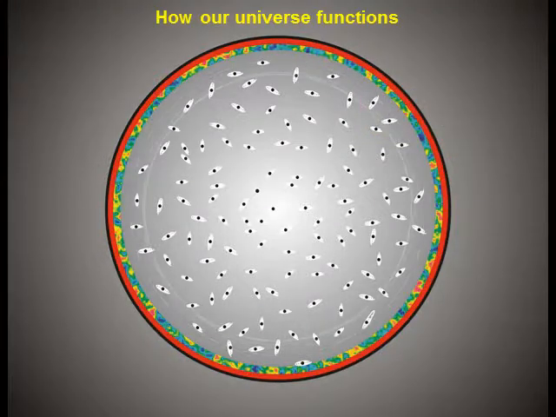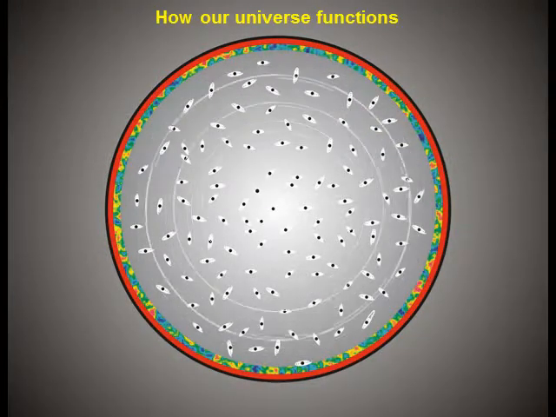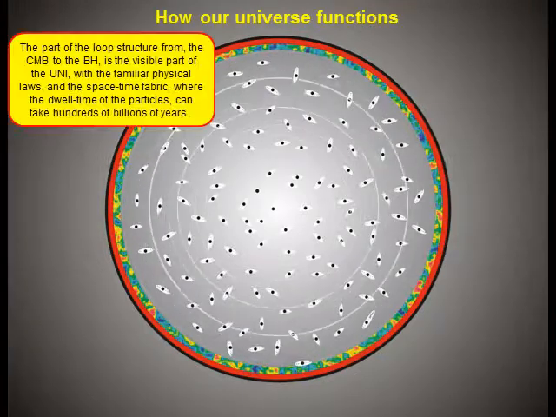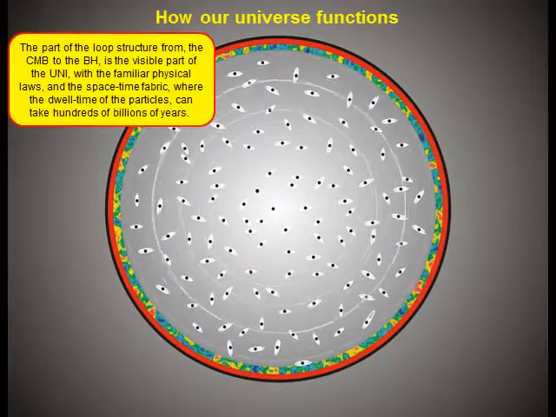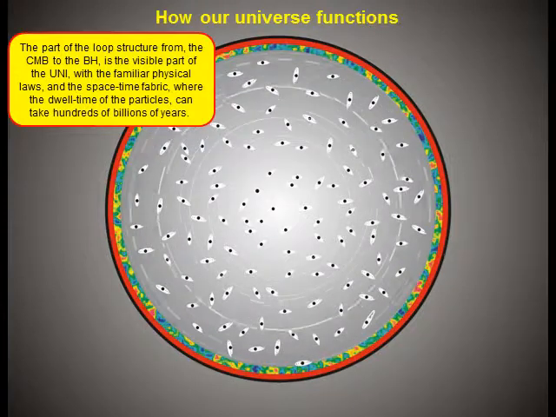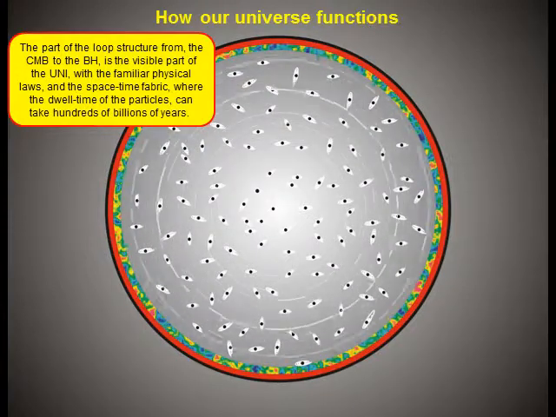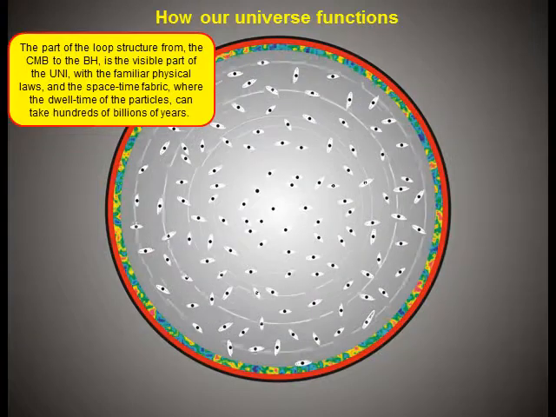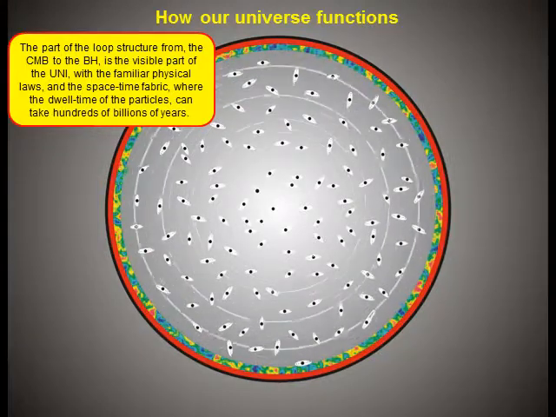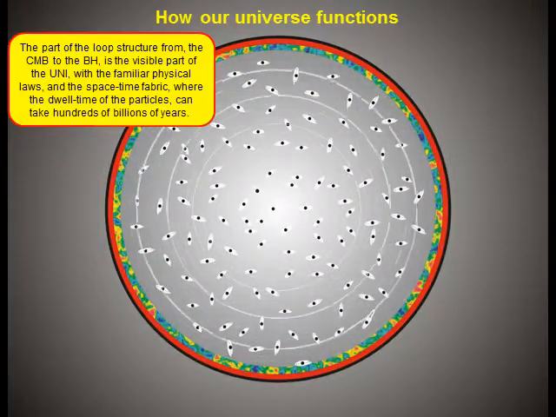How our universe functions. The part of the loop structure from the cosmic microwave background to the black hole is the visible part of the universe, with the familiar physical laws, and the space-time fabric, where the dwell time of the particles can take hundreds of billions of years.